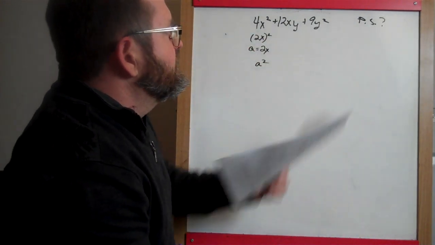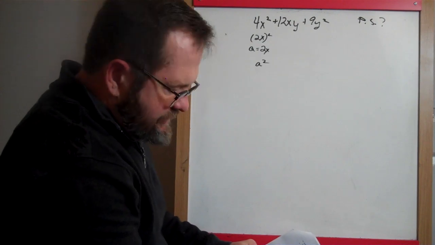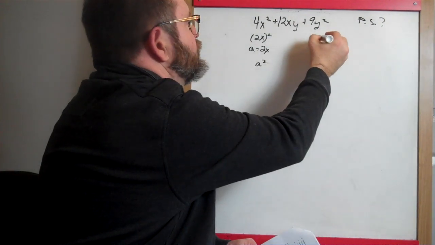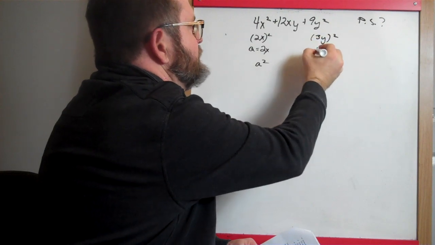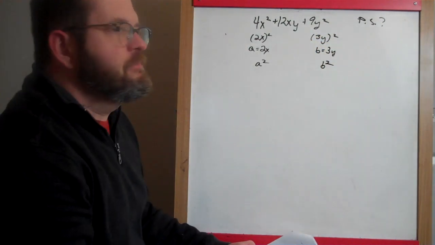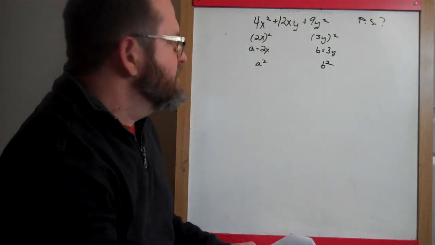Now we look at the back term. Is it positive? Yes. Can it be written as a perfect square? Sure. This could be 3y, the quantity squared. Then b would be 3y, and that term would be b squared. That would be a perfectly good way to write it.